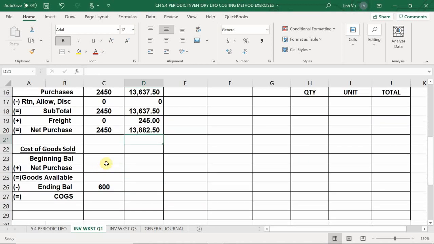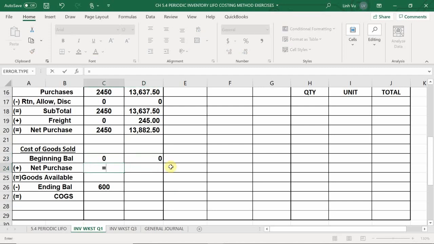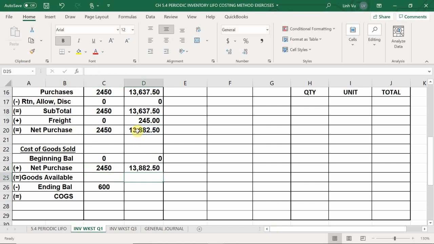Okay. In this case, we're going to assume that we don't have any beginning balances. So we're going to carry down our net purchases that we solved from above here. Okay. And our formula to solve for our goods available, once again, is my beginning balance plus my net purchases, right? To give you total goods available, which in this case, I don't have any beginning balances. So my assumption here is that my net purchases is also going to equal my goods available.